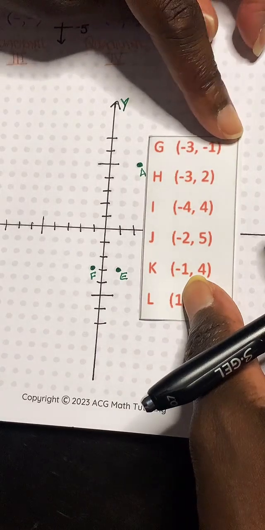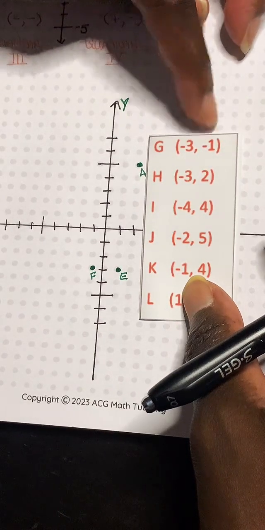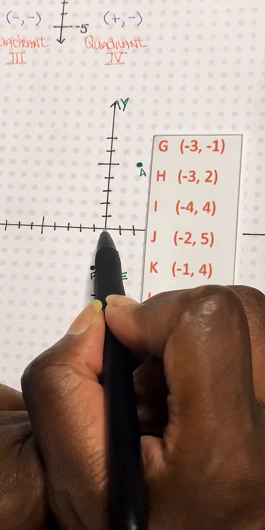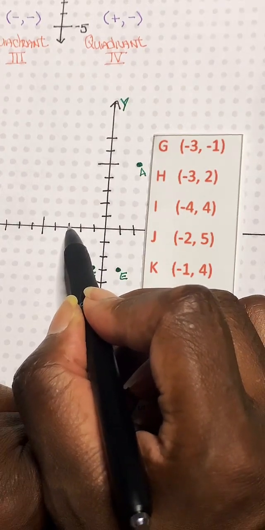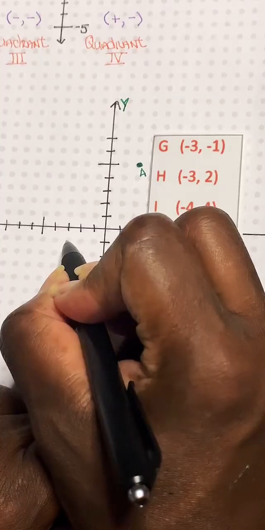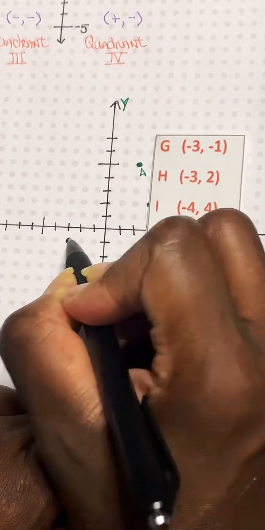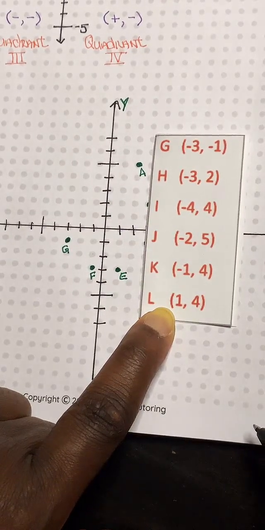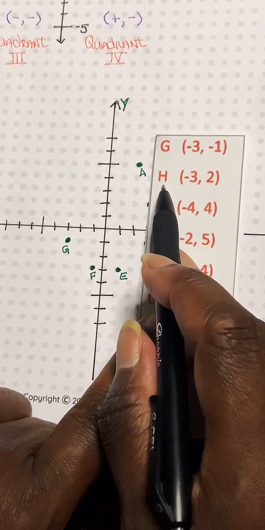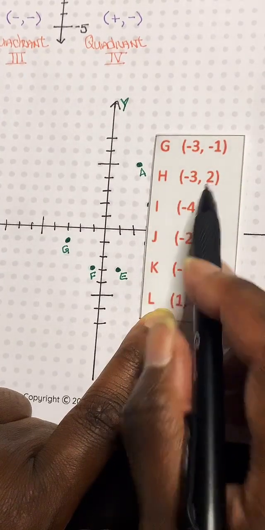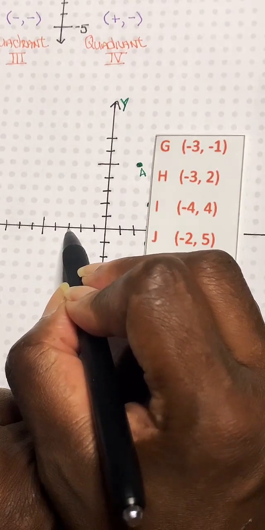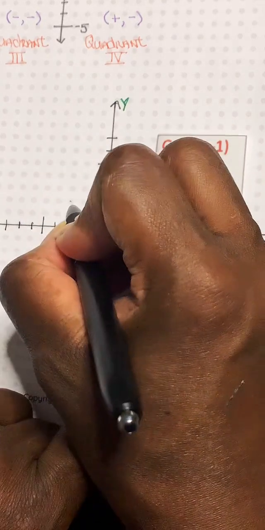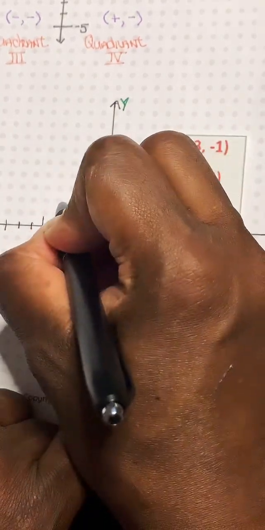Okay, so for G, we have (-3, -1). Starting here at the origin, negative 3, that means I'm going to the left, 1, 2, 3, and then my y, I'm going down 1. And that will be G. So now we have letter H, (-3, 2). Okay. 1, 2, 3. And then we're going to go up 1, 2. Plot our point. And that's H.